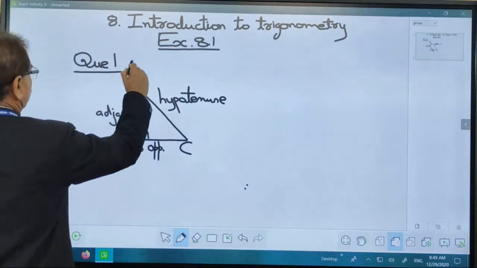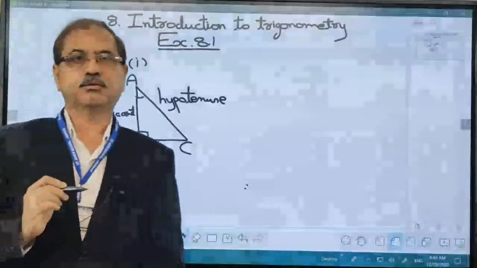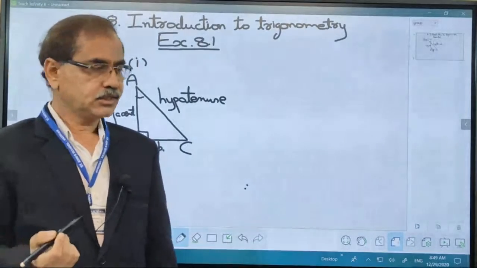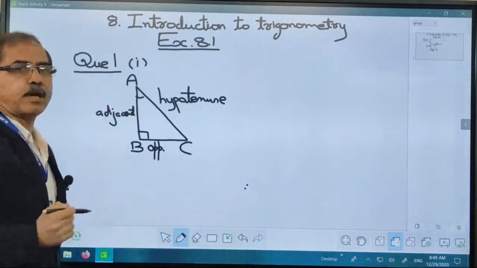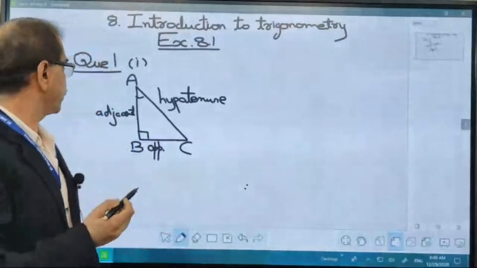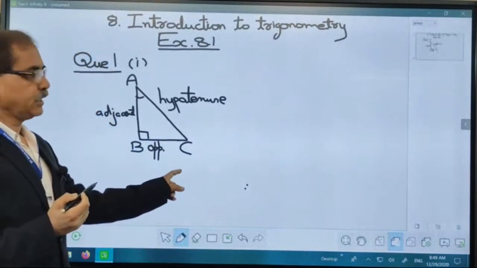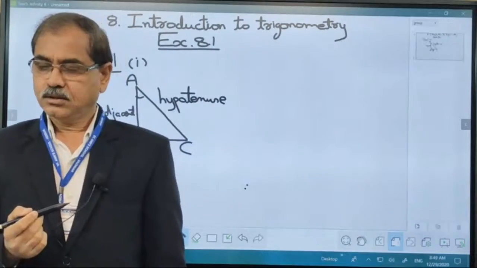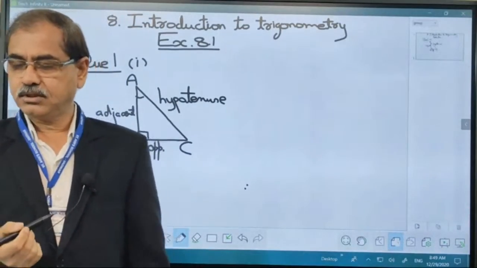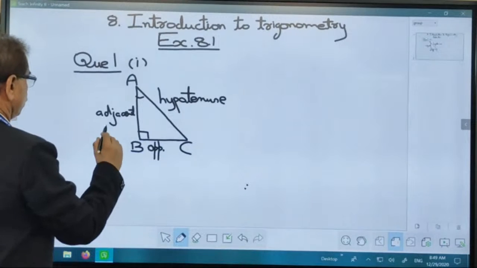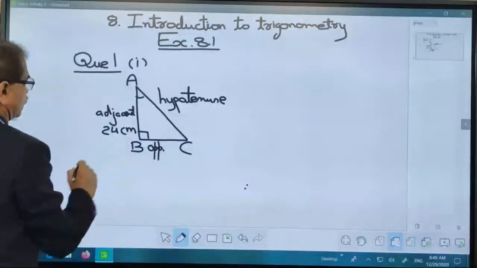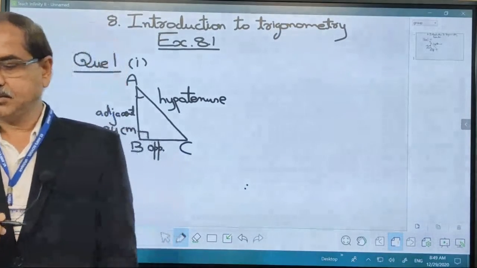In the first part of question number 1, we would like to talk about angle A. With reference to angle A, we would like to find out the trigonometric ratios. So, angle A we will be marking for the first part. With reference to angle A, BC is our opposite side, AB is the adjacent side, and AC is our hypotenuse. Now, the measurements of the sides are given. Length of side AB is 24 centimeter, that is given to us.